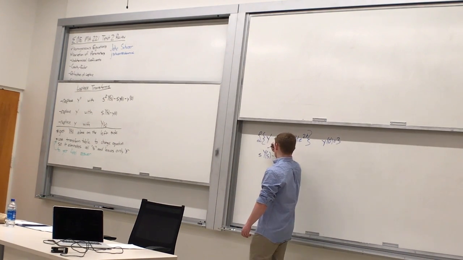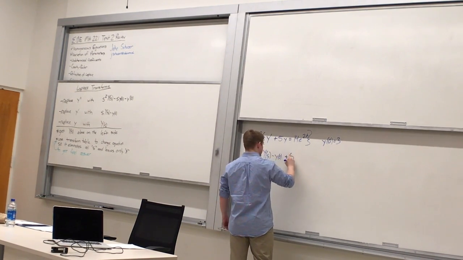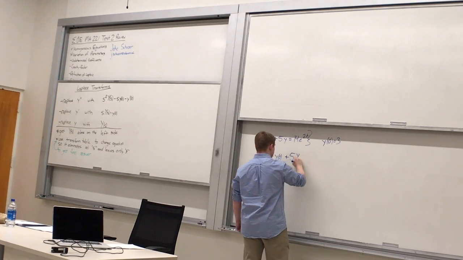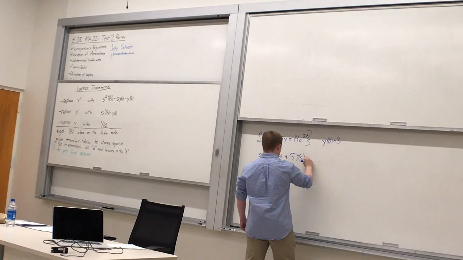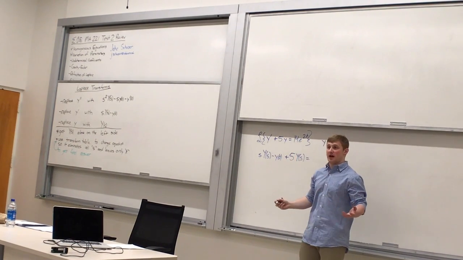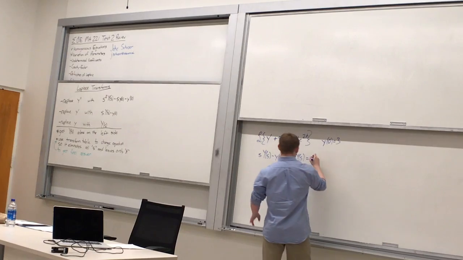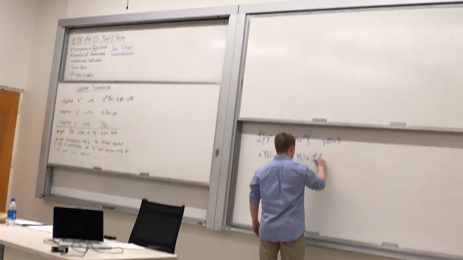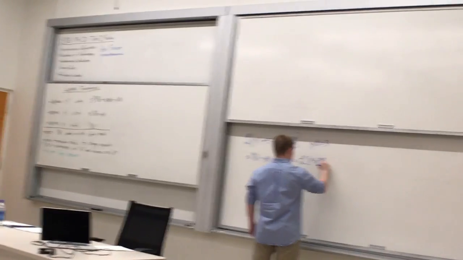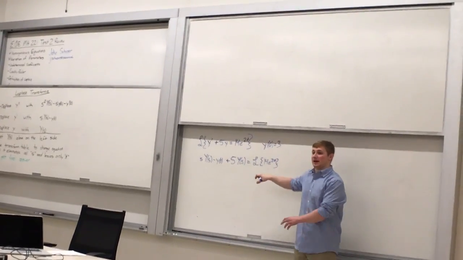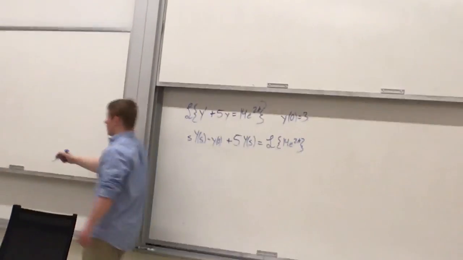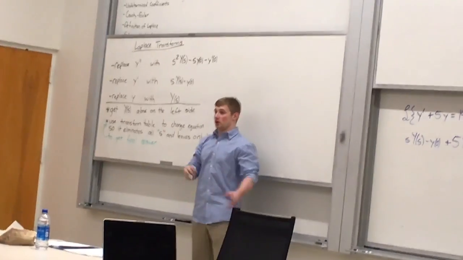And the next thing that we have is plus 5y, which we replace with capital Y of s. And that's equal to, now on the right side, we have some function f of t. I'm just going to leave it right now as the Laplace of 14e to the 2t. We'll worry about actually taking that Laplace later, but for now, we want to get our capital Y of s alone on the left side.